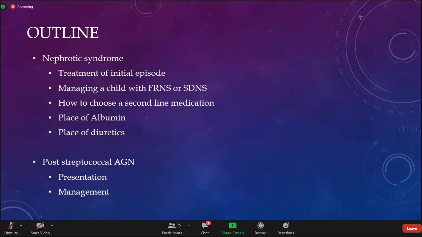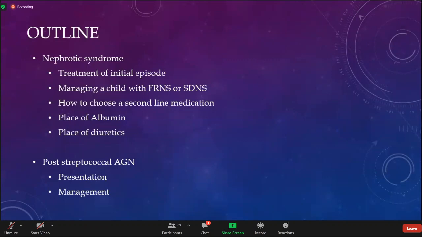Right. During this hour, I'm going to discuss mainly nephrotic syndrome and post-streptococcal acute glomerular nephritis. Those are the two common conditions that mainly we see in pediatric practice. There are other conditions too, but for your module purposes, I don't think that we need to go into details regarding the rare cases we see in pediatric practice. But nephrotic syndrome and post-streptococcal acute glomerular nephritis are very, very common conditions you see.